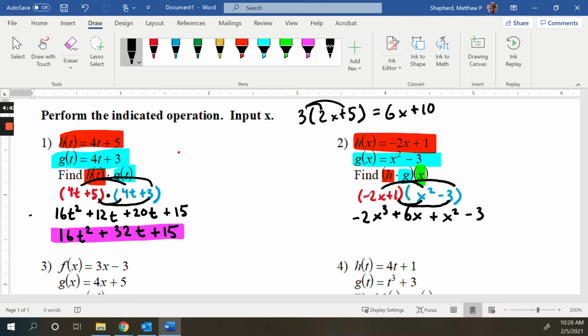Now, that's pretty much done. We don't have any like terms that can be combined. We've got an x cubed, there are no other x cubes. We've got an x squared, no other x squareds. We've got an x, there are no other x's. And we've got a 3, which is just a constant number. There are no other constants. So that's pretty much done, except for one thing.